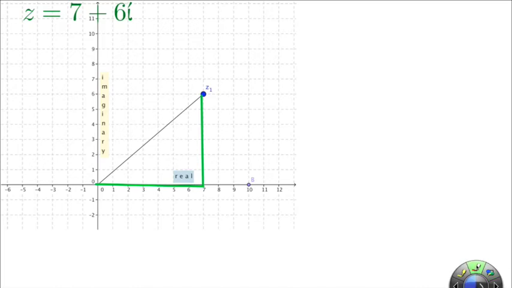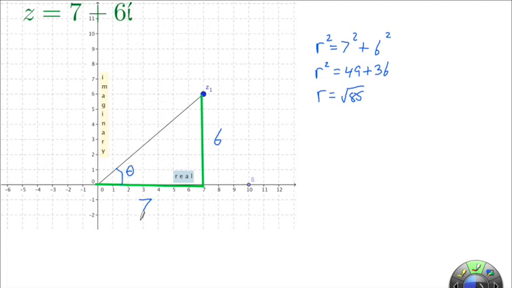So what we know about this triangle is this side has a length of 7, this side has a length of 6, and we're looking for the third side. So we're going to get r squared equals 7 squared plus 6 squared, just like polar coordinates. So in this case, r squared is equal to 49 plus 36. That's 85. So you're going to get r is equal to the square root of 85. All right. Then the second part that we need is this angle theta.